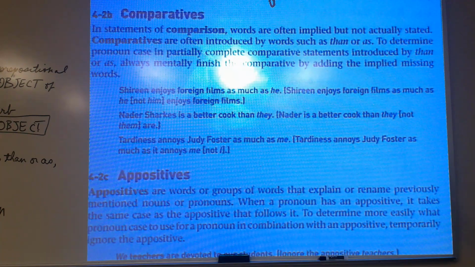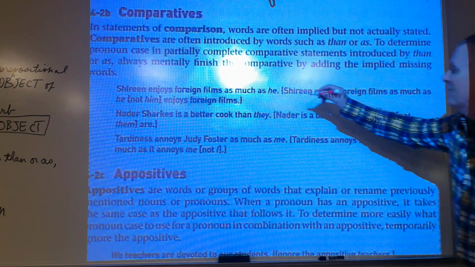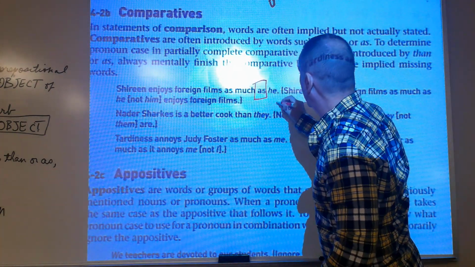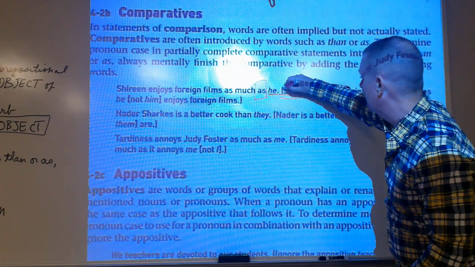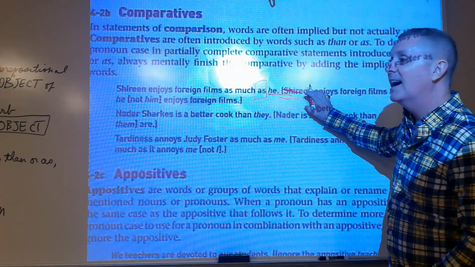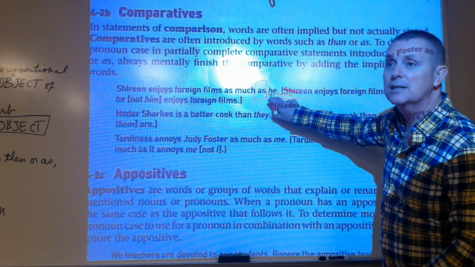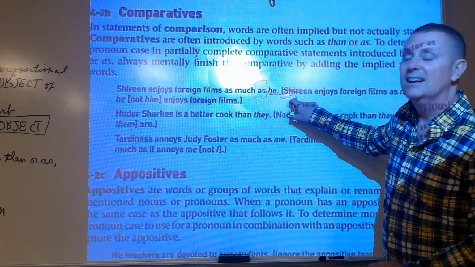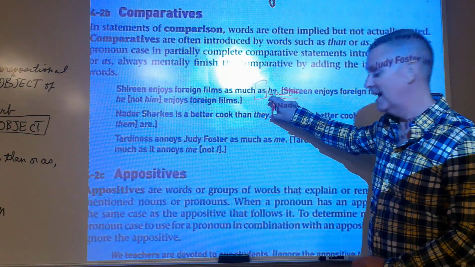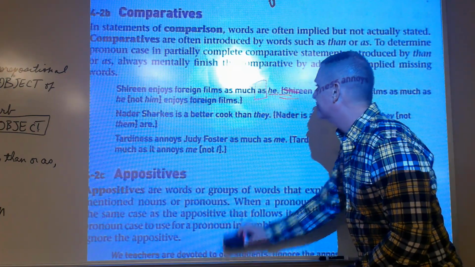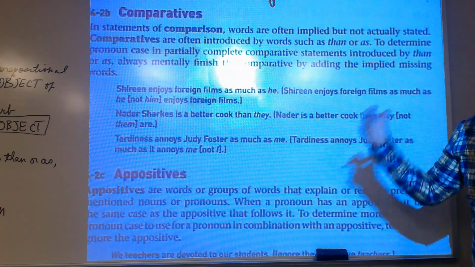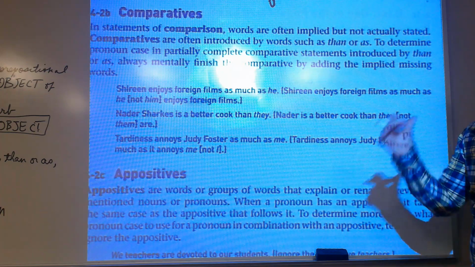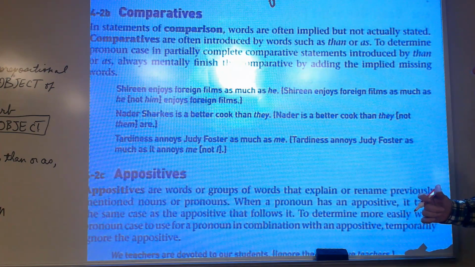So Shireen enjoys foreign films as much as he does. So you have the word than or as right there, and whenever a following verb is implied, that means that particular pronoun is the subject of that implied verb. So therefore we're going to use a subjective case pronoun. So, as much as he does. Nader Sharks is a better cook than they are. Use a subjective case pronoun if a following verb is implied.